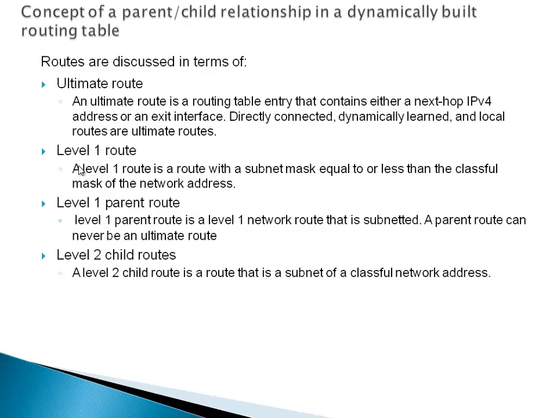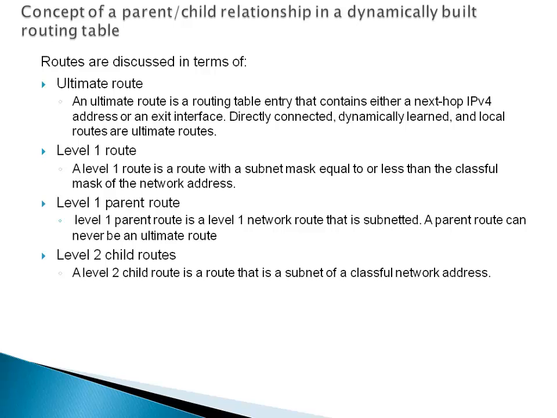So if you remember, an ultimate route is one that has a next hop, either a next hop IP address or an exit interface. A level 1 route is a route with a subnet mask equal to or less than the classful mask of the network address. A level 1 parent route is a level 1 network route that's subnetted. A parent route can never be an ultimate route. And then we have a child route, a subnet of a classful network address.